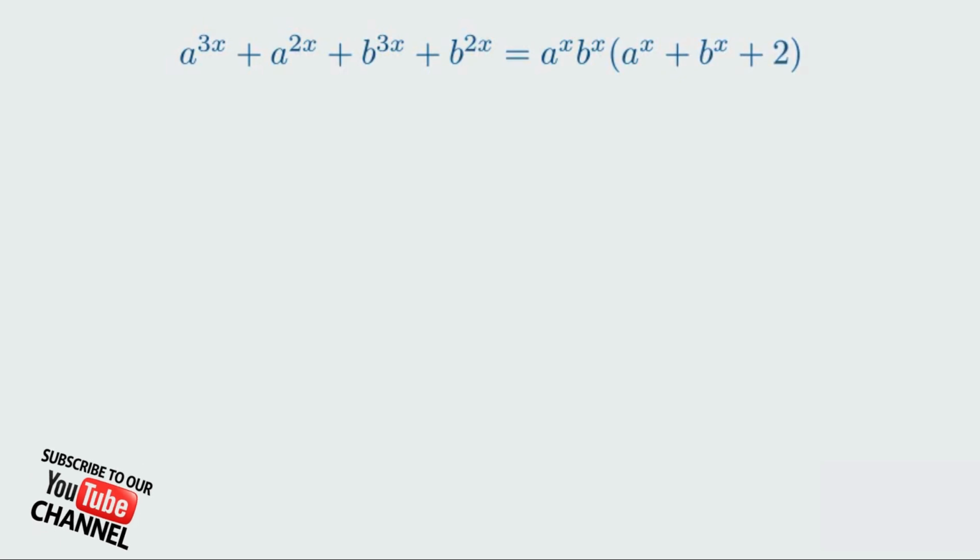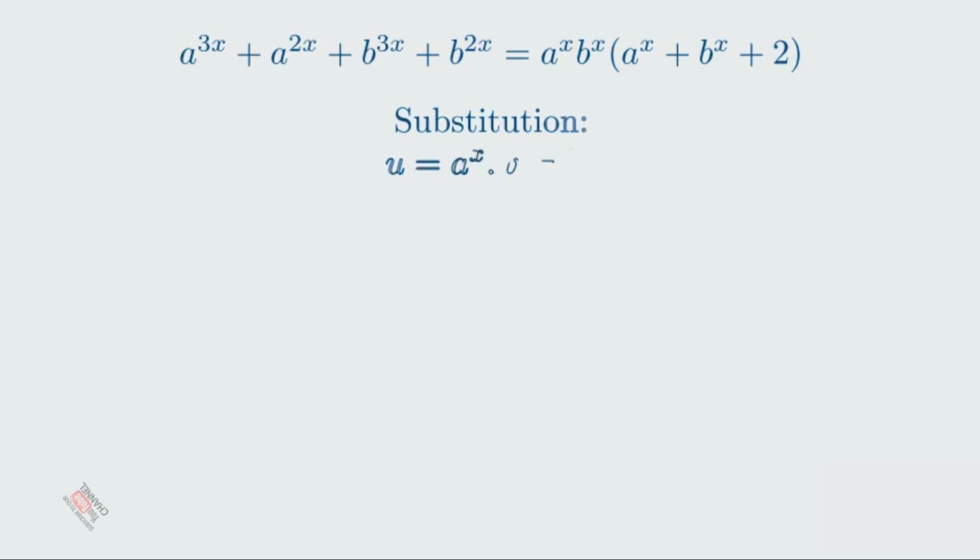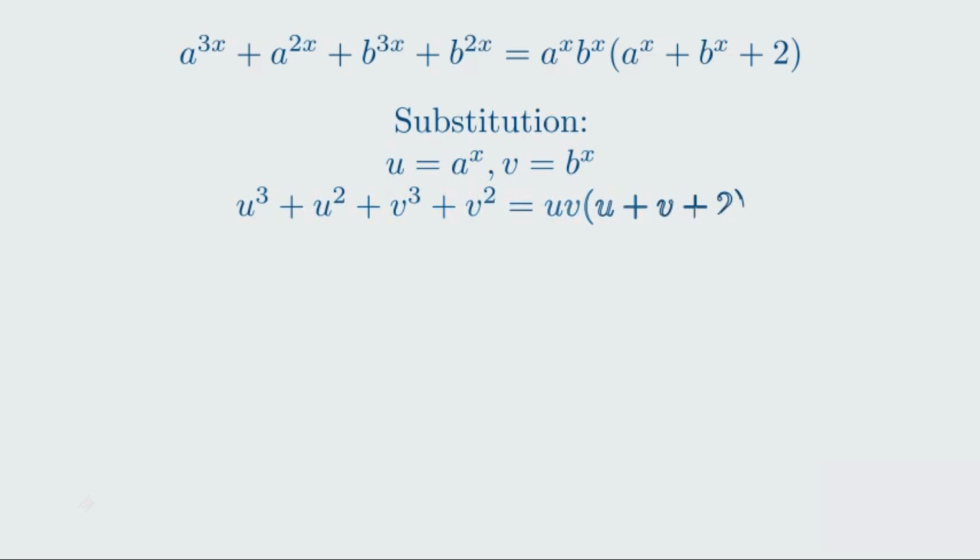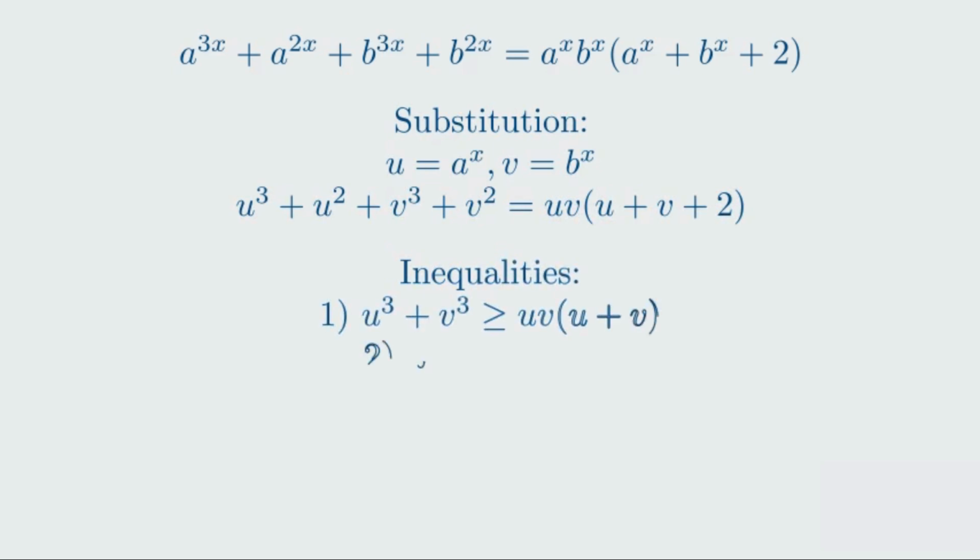We used substitution to simplify it into a polynomial in terms of u and v, where u equals a to the x and v equals b to the x. This gave us u cubed plus u squared plus v cubed plus v squared equals uv times the quantity (u plus v plus 2). Instead of solving the polynomial directly, we broke the equation down into the sum of two inequalities. We proved that u cubed plus v cubed is always greater than or equal to uv times the quantity (u plus v), and u squared plus v squared is always greater than or equal to 2uv.